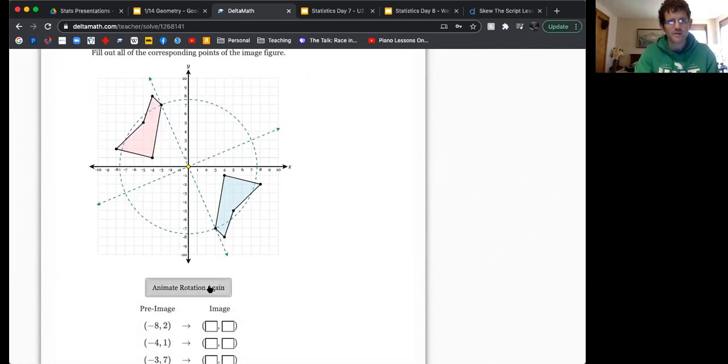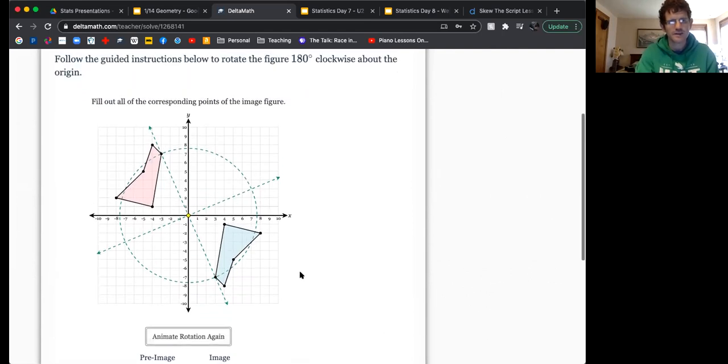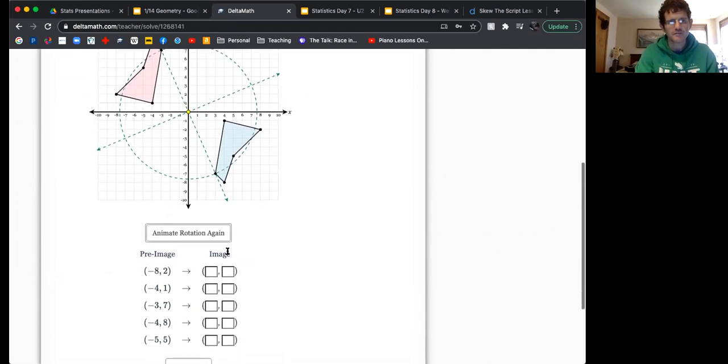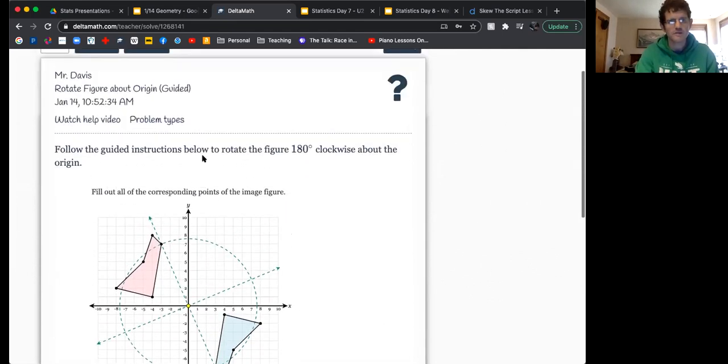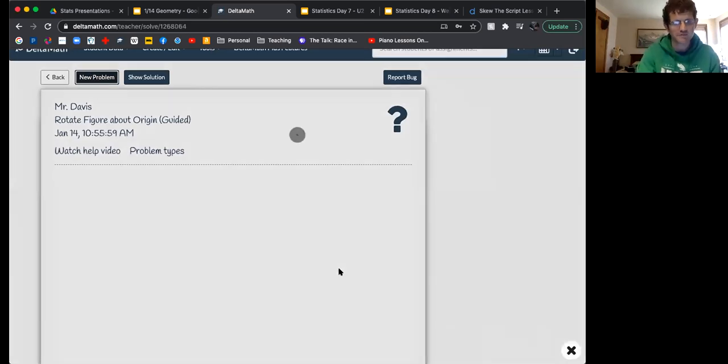And I'm going to animate that so we can see the rotation happening. There it is. Sometimes that can be helpful. In a minute, we will look at that again. But I'm not going to worry about these points right now. I'm just going to come up with a new problem. We'll go through that process again.